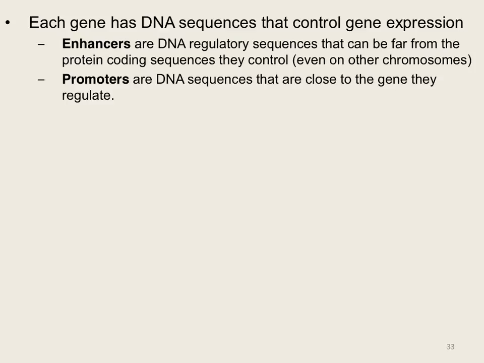Now, the genes expressed are DNA sequences that have to be controlled and regulated, called gene expression. There are enhancers on our DNA, regulatory sequences that actually can be far from the protein coding sequence. In fact, they can enhance it even if they are on another chromosome. And then there are promoters, which are just upstream, right next to the gene, that also are used to express genes, and that way get a certain amount of protein.